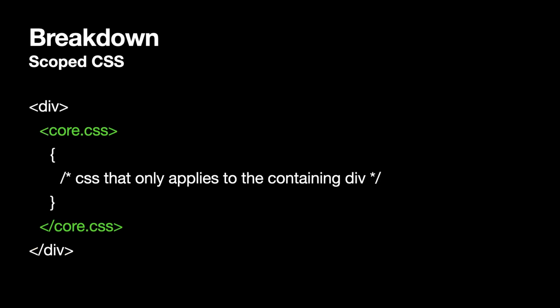So let's talk about scope CSS. Very simple, it looks very much like a style tag. The syntax is a little rough right now, but basically we'll set up the CSS so that it's scoped only to that div. You don't have to specify a class on that div. You don't have to specify an ID on that div. That CSS will just be applied.